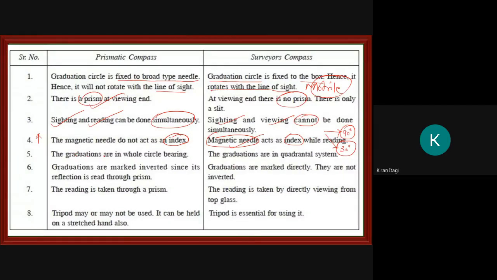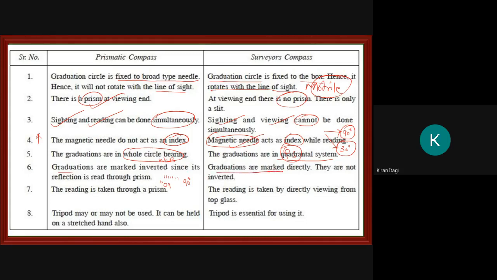The graduations are in whole circle bearing. We will see what is whole circle bearing and the quadrantal system. We will call it WCB, and here we have the QS system. The graduations are marked inverted since the reflection is read through the prism. Means if it is 90 degrees, it will be marked inverted like this, because we are seeing through the prism.